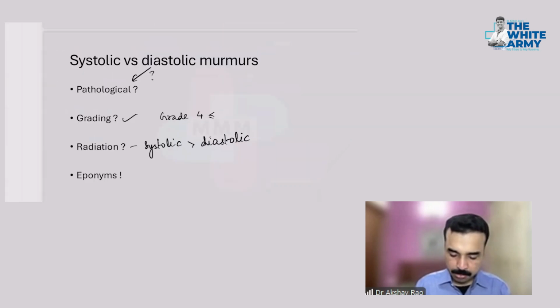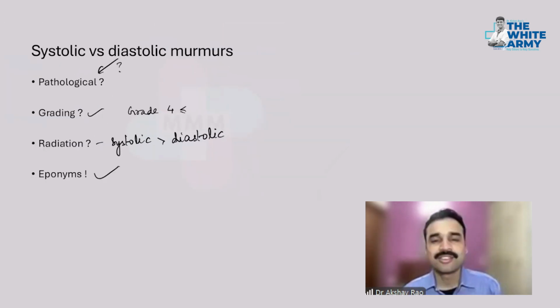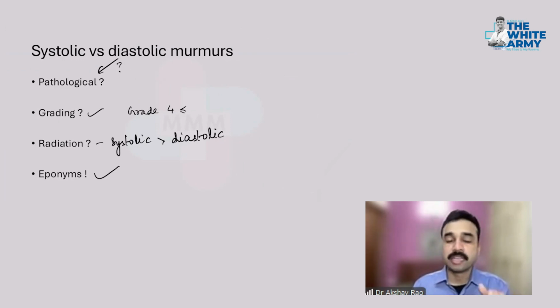And then finally, the eponymous murmurs. So which are the eponymous murmurs? Most of the eponymous murmurs, that means named murmurs. If the murmur has been given a name, named after some physician or cardiologist, then most likely it is a diastolic murmur. Most famous named murmurs are diastolic. There are exceptions, I'll agree, but most named murmurs are diastolic.